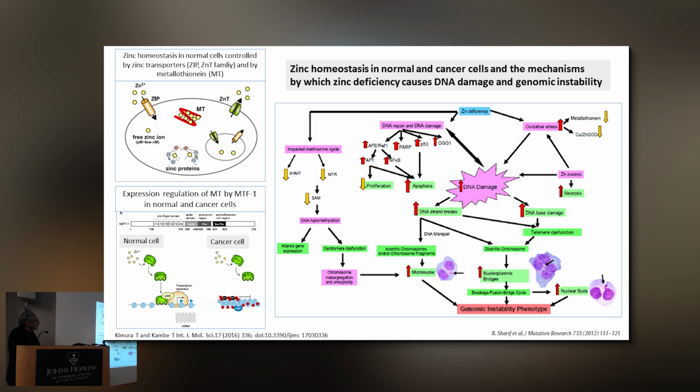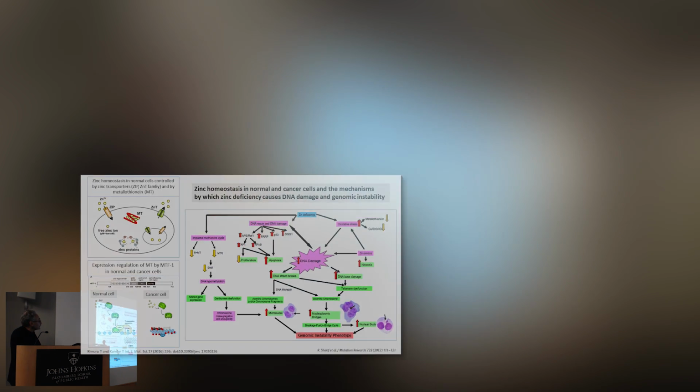Now again, we wrote a review about this. Razina Sharif was the student then, explaining all the possible mechanisms. I won't go through the details here, but essentially the kind of markers you can measure are the ZIP and ZNT transporters. You can measure also some nutrient sensing and transcription proteins, such as MTF1 here, which can sense the zinc in the cell and then can induce the transcription of metallothionein. This functions well in normal cells, but not in cancer cells.